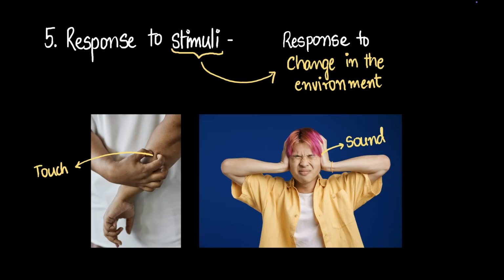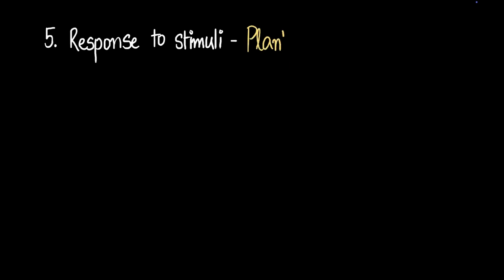So, do you see the point? We're responding to changes in the environment, right? Okay. Now, we do know that animals respond to stimuli. If you kick a tiger or a lion or a dog, you will get a fitting response, right? But what about plants? Do plants also respond to stimuli?